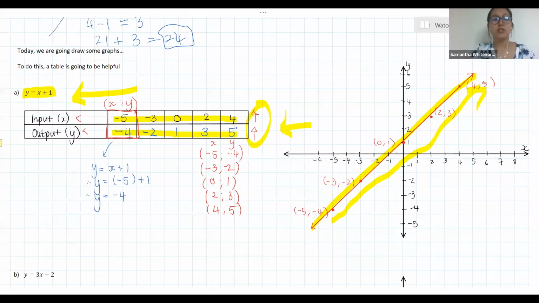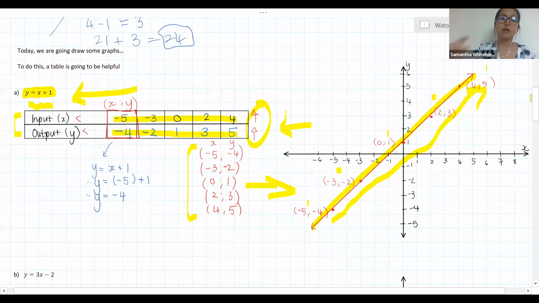And this is all just found from getting input values that we can pick, and working out the corresponding output according to the specific rule that I've been given. And so once I've worked out all of my outputs, I've then got a set of coordinates that I can go and plot onto my Cartesian plane. So all of these coordinates here, I've plotted on my Cartesian plane in order to then eventually join and form my graph.